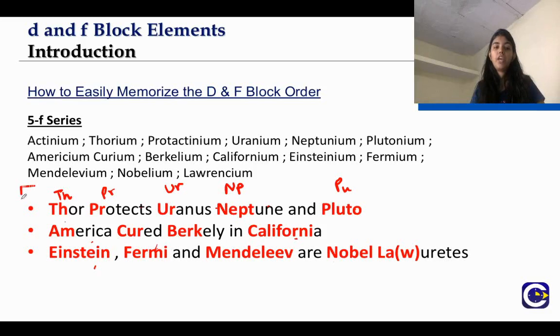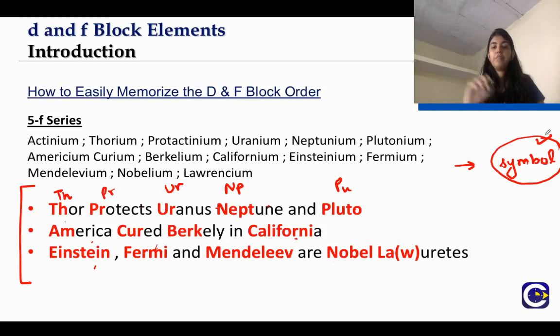Right. So this way you have to just remember. Actually, you don't have to remember the names for the 4F and 5F series. You can just remember the mnemonic and you should know the symbol. This is very important. You should know the symbol particularly, right? So what you have to do is remember the mnemonics first and then write down the symbols for the different elements using the mnemonics.